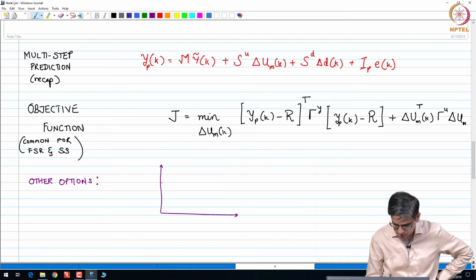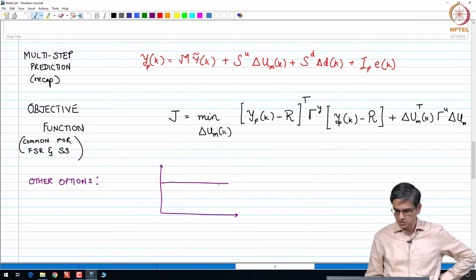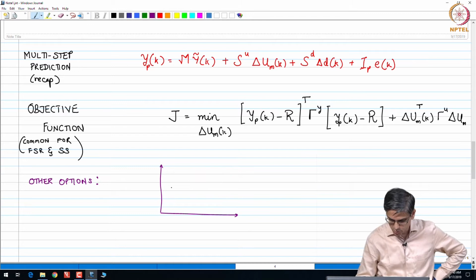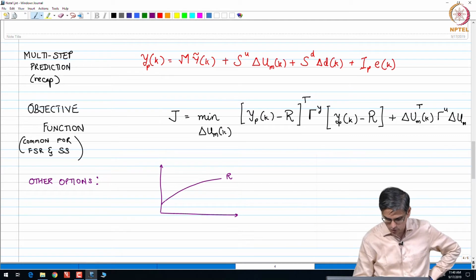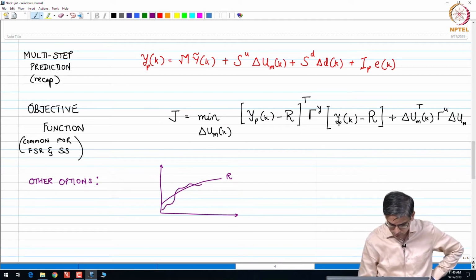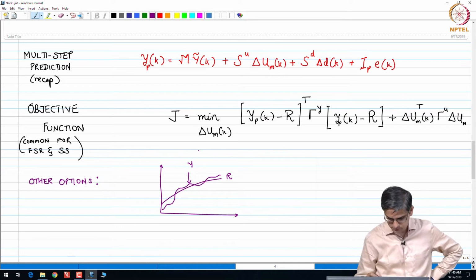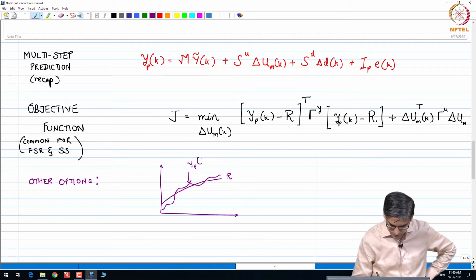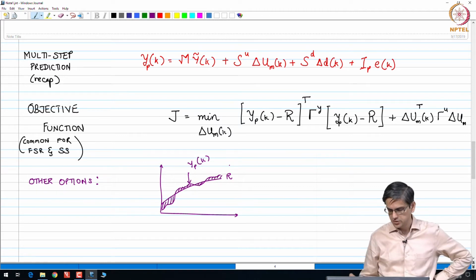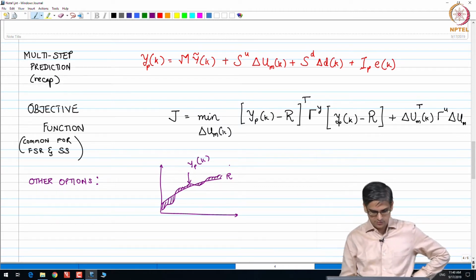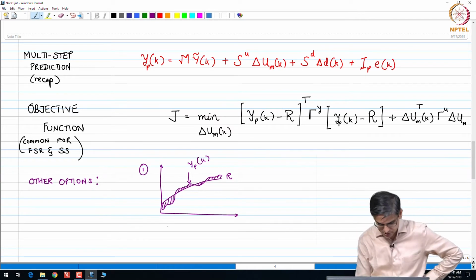One option is, let us say, instead of having this as a set point, you have a trajectory set point. We have already talked about this. And let us say, in which case minimizing this would be an objective. That is one option, that is trajectory.